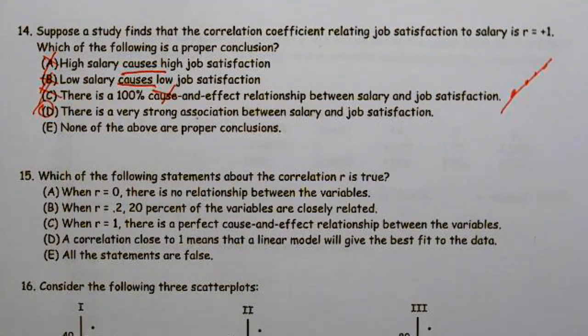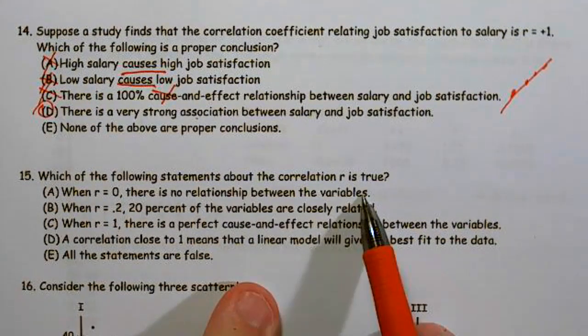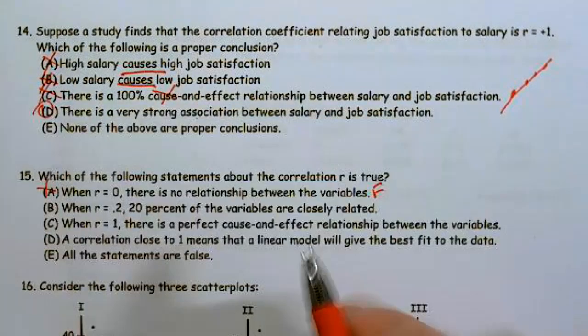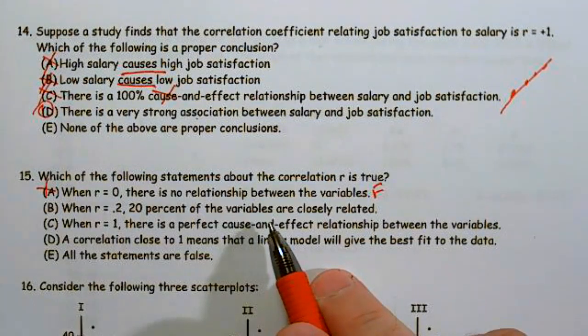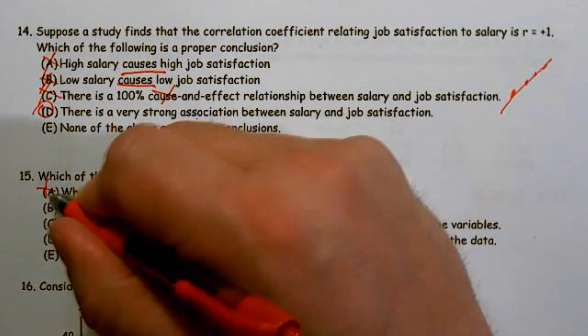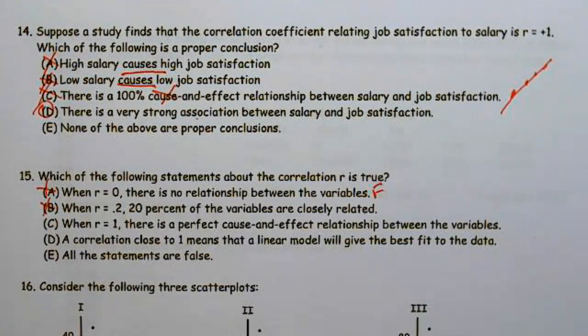Number 15, which of the following statements about correlation is true? When R equals 0, there is no relationship between the variables. No, when R equals 0, there's no linear relationship between them. So this is a false statement because there's no linear. When R equals 0.2, 20% of the variables are closely related. That's not what that means. R just tells you how close the observed is to the predicted line.